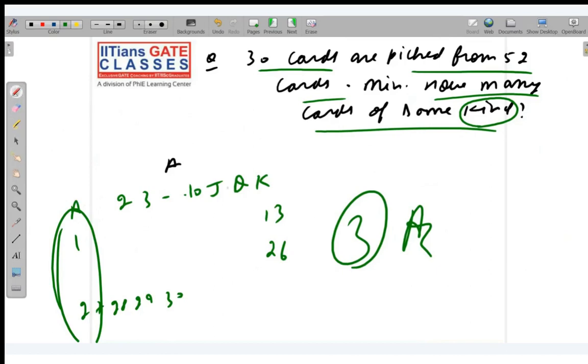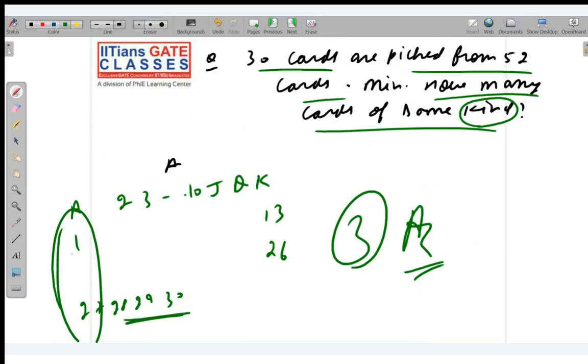Yes, so finally 3 is the answer. 30 cards are picked from 52 cards. Sir, minimum how many, 4 cards? Why 4? Sir, the cards will also come in the lines in between. So, no, not 4.